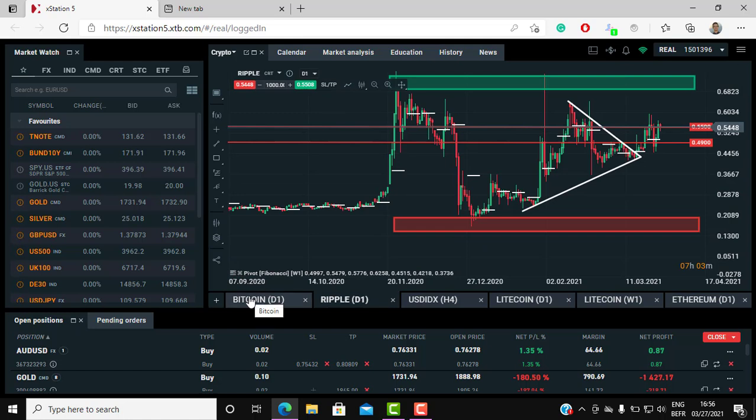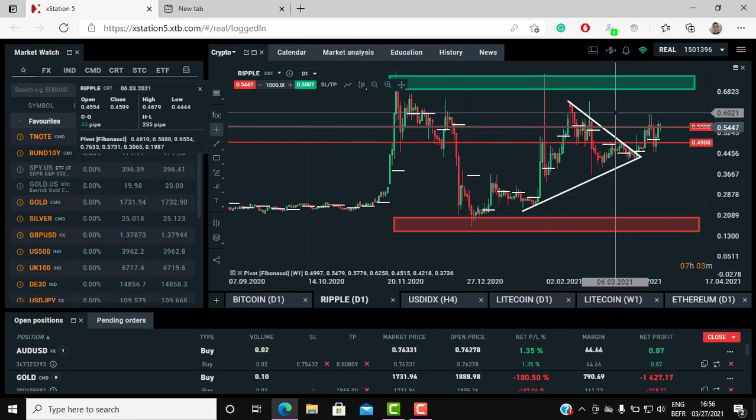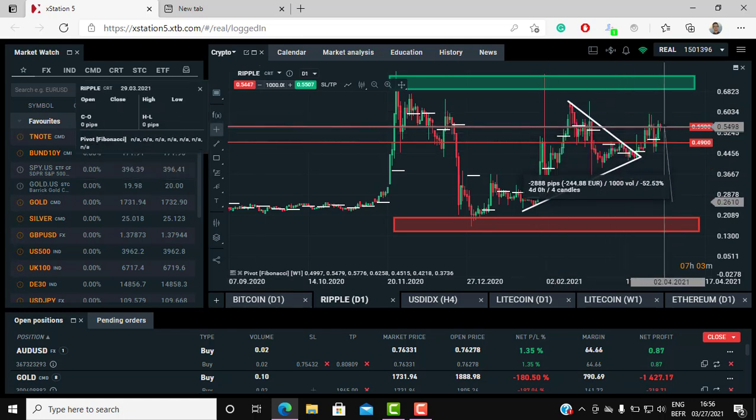But the cost of failing in XRP would be a little bit bigger, because here, as you can see, XRP is very volatile, and a move down from here all the way to the bottom is a 62% move, which is a lot.